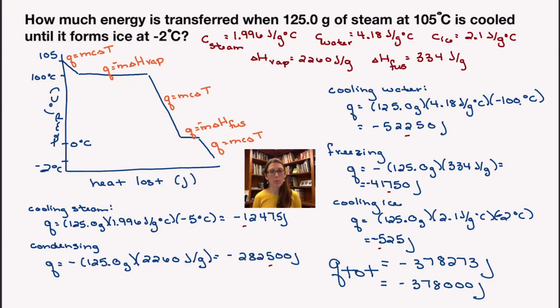The last thing I want to point out about this is if you look at these numbers and these values, you'll notice that the biggest piece corresponded to condensation because you had such a huge difference in potential energy from your gas particles, which were really far apart, to your liquid particles, which are much, much closer together. And so it's going to take a lot of heat to accomplish that change.